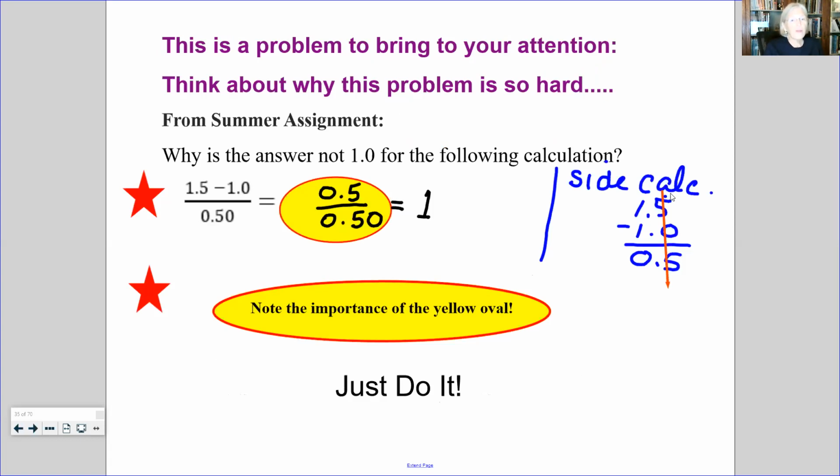This was probably the hardest problem on the summer assignment, and it's because I'm asking you to do a calculation here. Look at the red star. This calculation is difficult because you have 2 sig fig rules. One sig fig rule is to subtract, and then you have to divide, which is a different sig fig rule. My suggestion to you is to always do the subtraction first and write it down to correct sig figs. Then do the division.